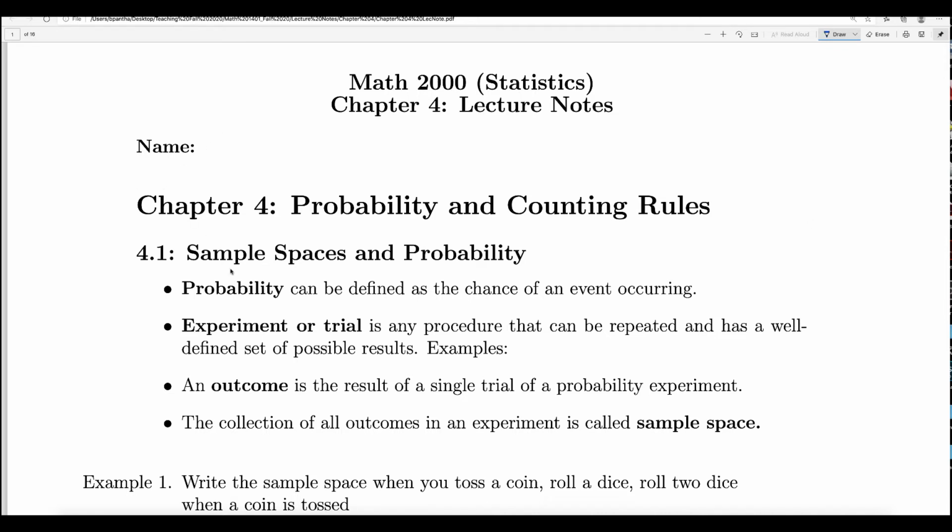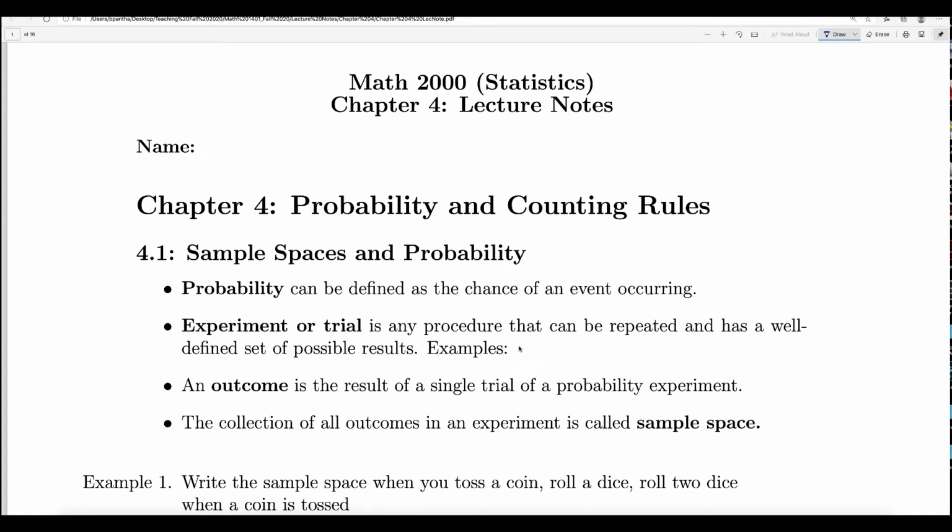Number one is sample space and the probability. So the probability can be defined as the chance of an event occurring. So what do you mean by experiment or trial? It is any procedure that can be repeated and has a well-defined set of possible results.